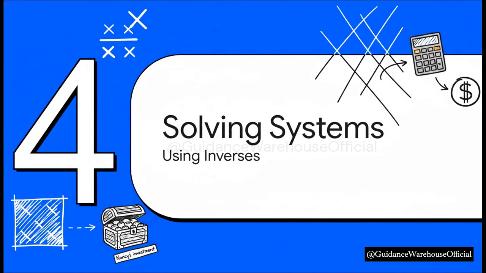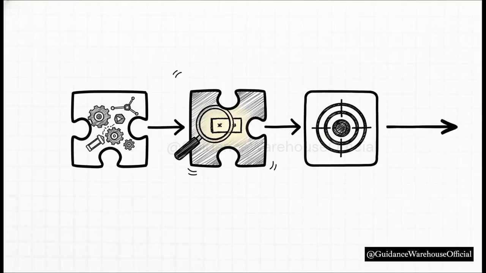Section 4. Solving systems with inverses. Okay, so we know what an inverse is and we know how to calculate it for 2 by 2 and 3 by 3 matrices. But how does this actually help us? Let's connect this back to real life and Nancy's investment problem.